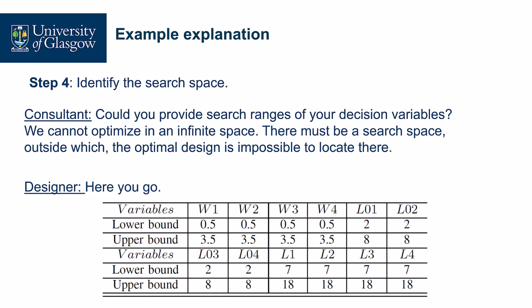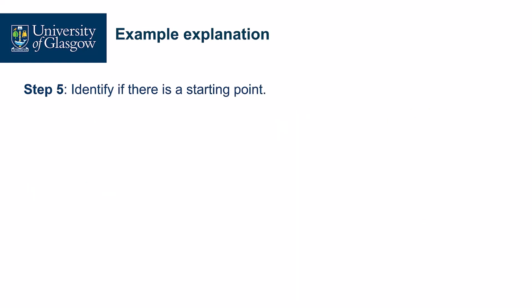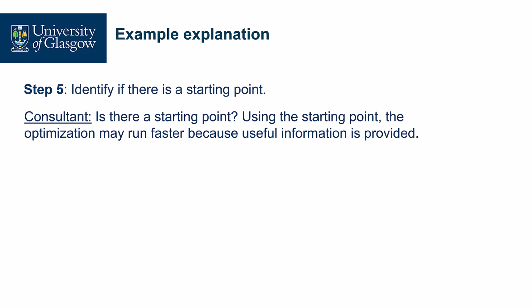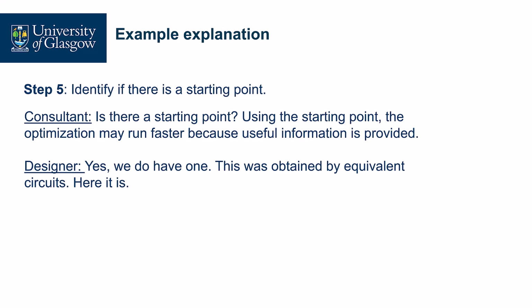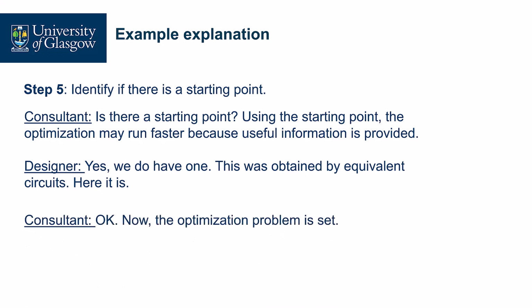Then step 4 is finished. Next step, we can ask if there is a starting point. Using the starting point, the optimization may run faster because useful information, that is the starting point, is provided. Sometimes there is, sometimes there is not. And in this case, there is. The designer said, okay, yes, we do have one. This can be obtained by the equivalent circuits. So he can provide you a starting point by the equivalent circuit method. So then you can say, okay, now the optimization problem is set.